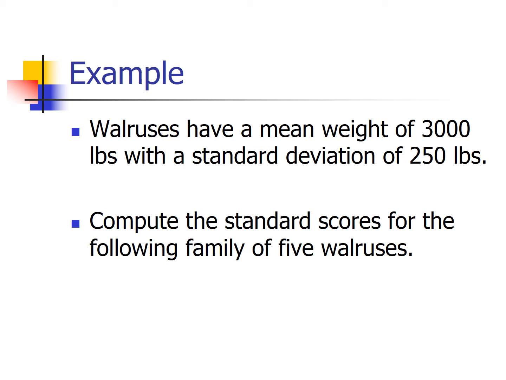So, let's say we go to the Philadelphia Zoo and we go to the walrus exhibit. And of course, it's a well-known fact that walruses have a mean weight of 3,000 pounds with a standard deviation of 250 pounds. With this information in mind, I want us to compute the standard scores, the Z-scores, for the following family of 5 walruses.